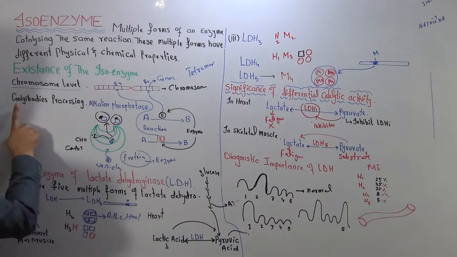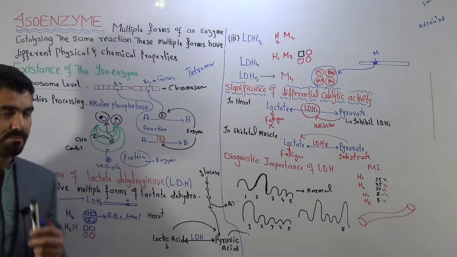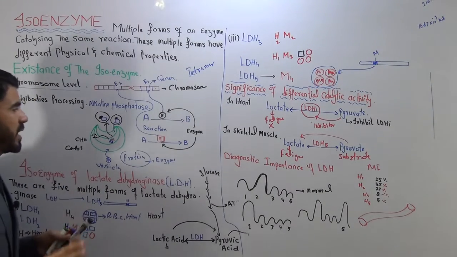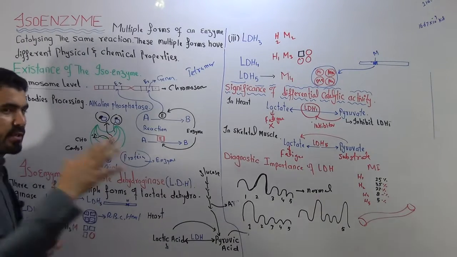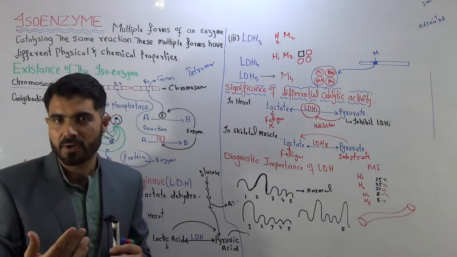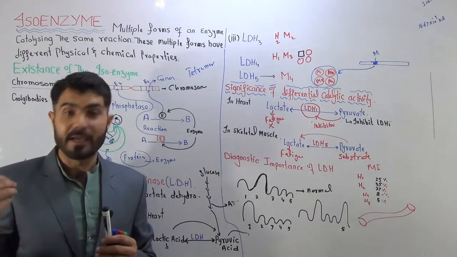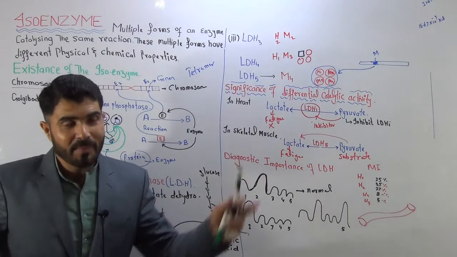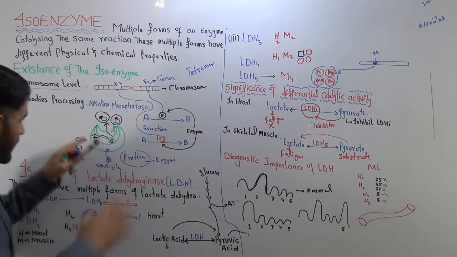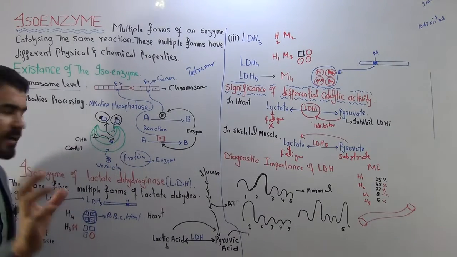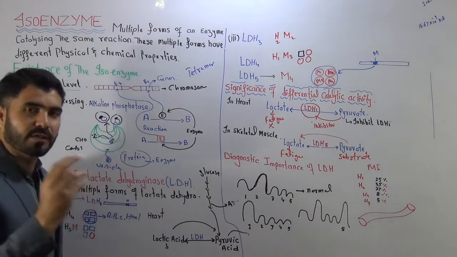Number 2, Golgi body processing. What is this? You know, inside our cell we have different organelles like mitochondria, nucleus, lysosome, endoplasmic reticulum. But one is the Golgi body, Golgi complex. This is the diagram. And you know, the purpose of Golgi bodies is what?